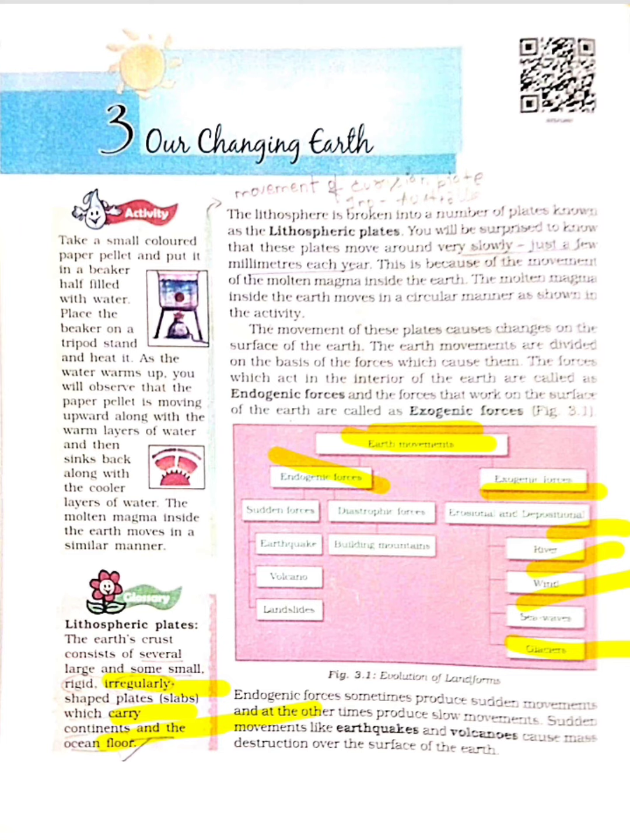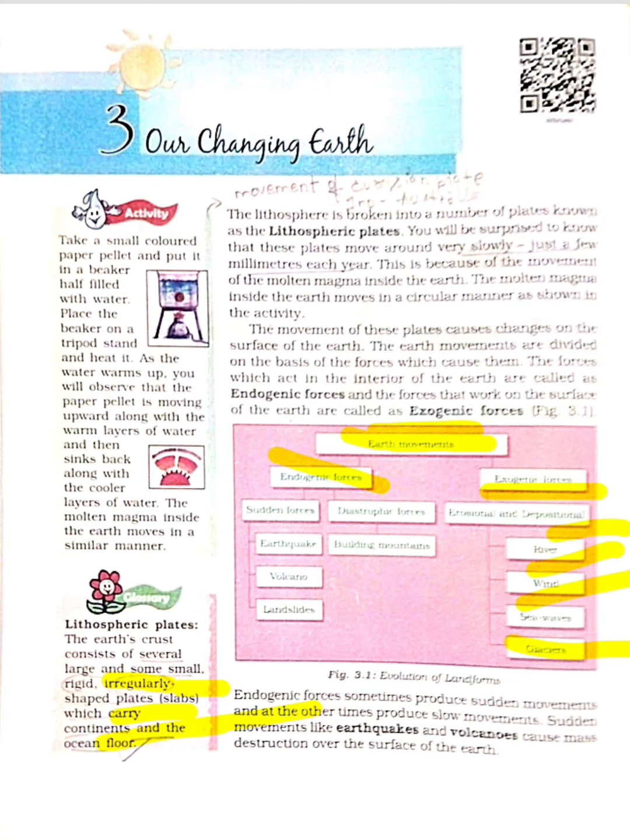The crust, which is also known as the lithosphere, is composed of many plates, and these plates are called lithospheric plates. Actually, lithospheric plates are irregular and rigid slabs composed of rocks, and inside it there is the movement of magma in a circular motion.